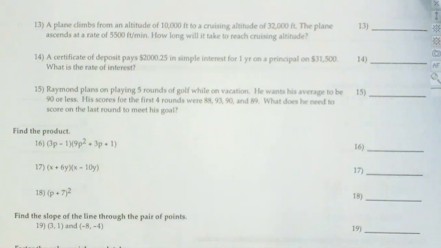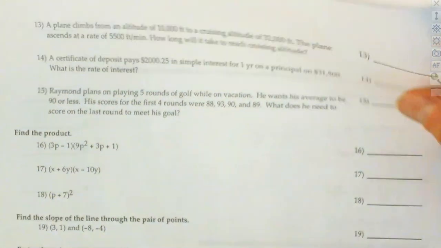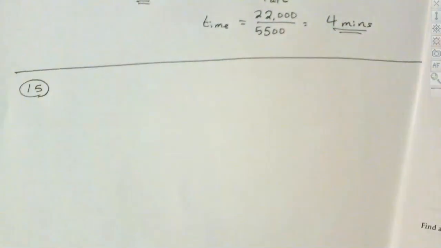So, Raymond wants to play 5 rounds of golf. He wants his average to be 90 or less. He's already done 4 of the rounds. So he's got an 88, a 93, a 90, and an 89. And we want to know what he needs to score to make his goal.